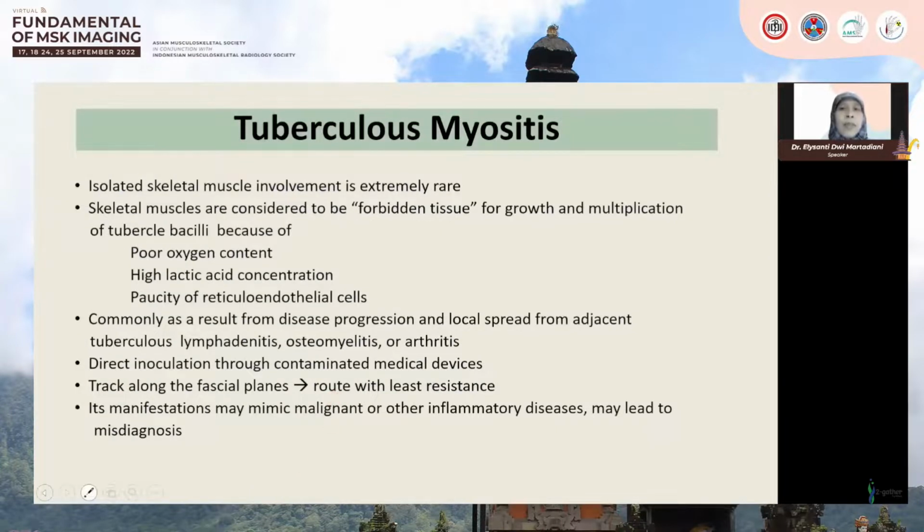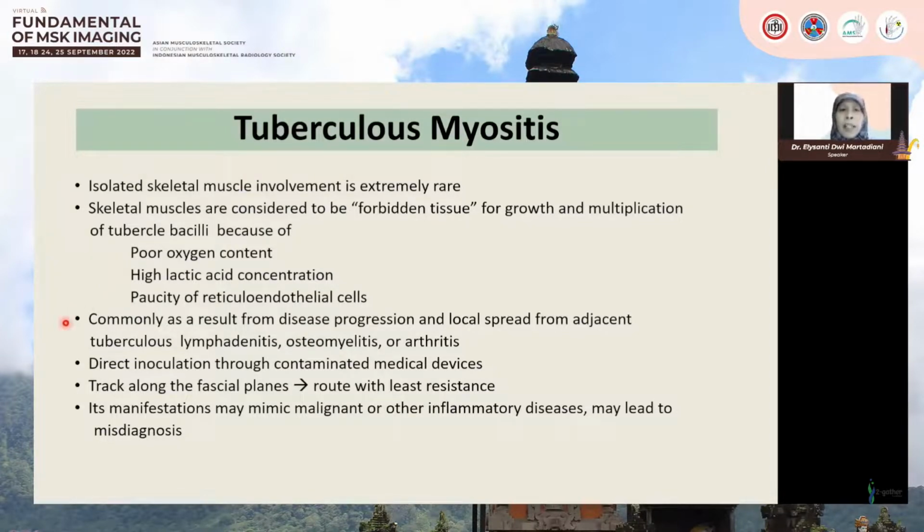The last one is tuberculous myositis. As we know, isolated skeletal muscle involvement of tuberculous myositis is extremely rare. Skeletal muscle is considered to be forbidden tissue for growth and multiplication of tubercle bacilli. This is because muscle has poor oxygen content with high lactic acid concentration and paucity of reticuloendothelial cells.